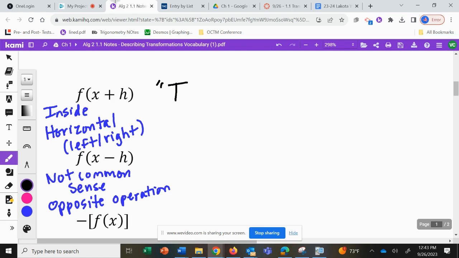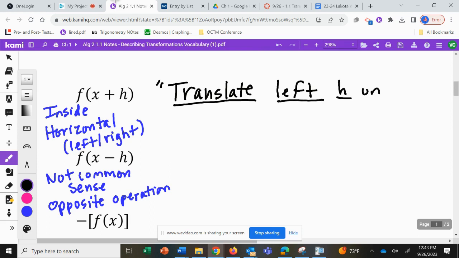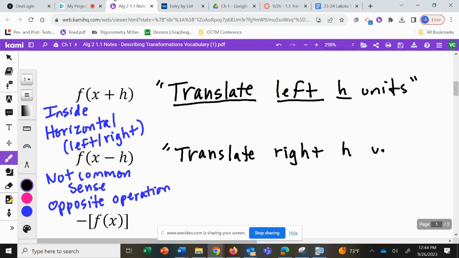Both of these are going to be translations, so translate. But when I see plus a number, what direction are we going to go? Left, because that's not common sense. Left, h, whatever that number is, units. So then when I see x minus some number, we would translate right, h units.